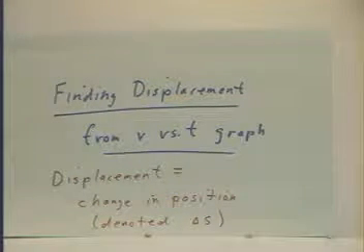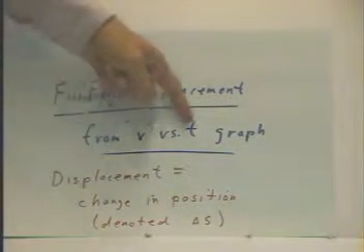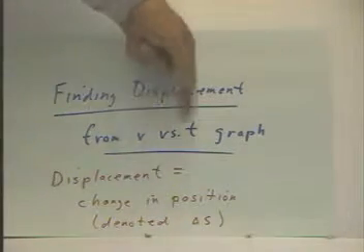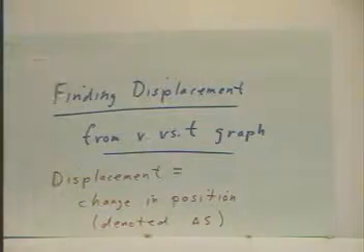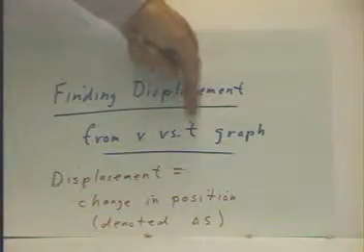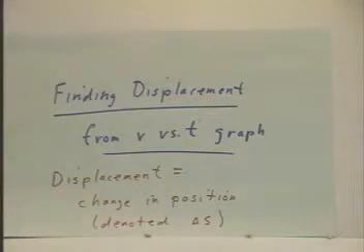We've seen how to find the velocity, the rate at which velocity changes, from a velocity versus time graph. How do we find displacement from a velocity versus time graph? That is, if we know the velocities of an object that's moving as a function of time, how do we determine the displacement of that object?